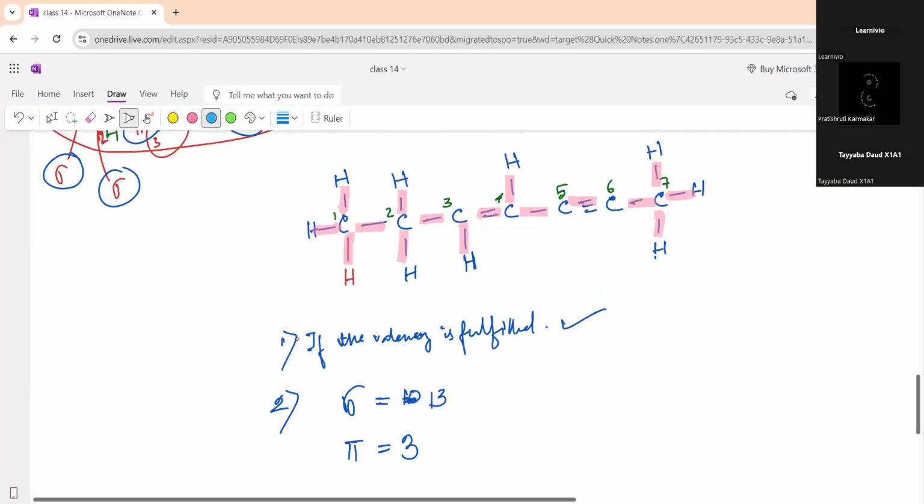And there are pi bonds. Here is one pi bond and here are two pi bonds. So you are absolutely right about the pi bonds, they are 3, but sigma bonds are 16. You see here, is one bond, two bond, three bond, 4, 5, 6, 7, 8, 9, 10, 11, 12, 13, 14, 15, 16.